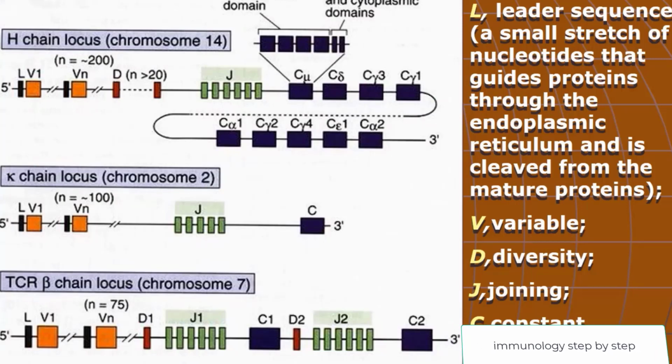extracellular domain, transmembrane and cytoplasmic domain, here loci, kappa chain loci, T cell receptor beta chain locus, chromosome 7, and TCR alpha chain locus, chromosome 14. L, leader sequence, a small stretch of nucleotides that guides proteins through the endoplasmic reticulum and is cleaved from the mature protein. The V variable, the D diversity, J joining, and C constant segments.